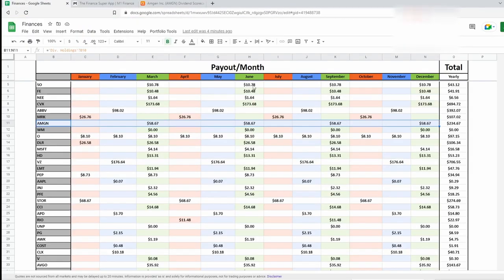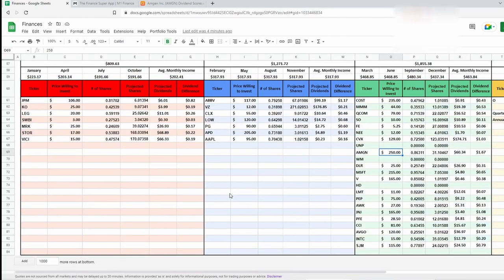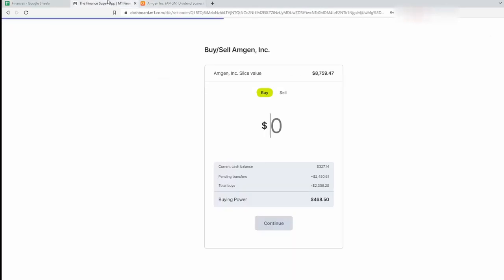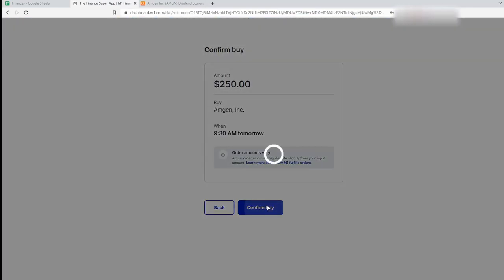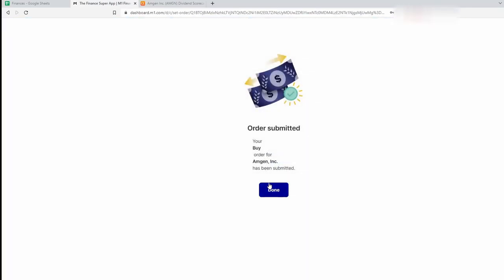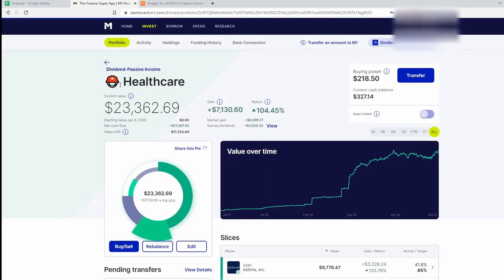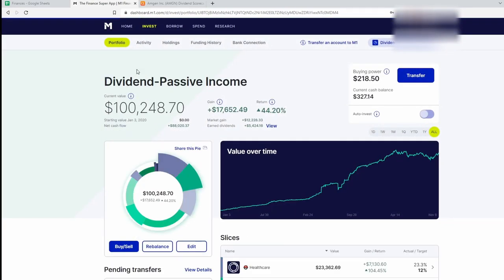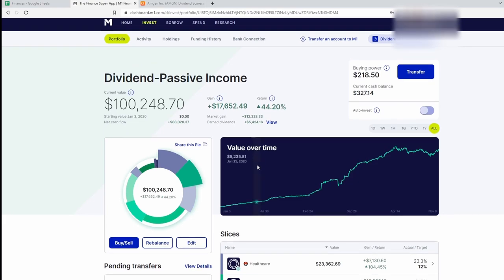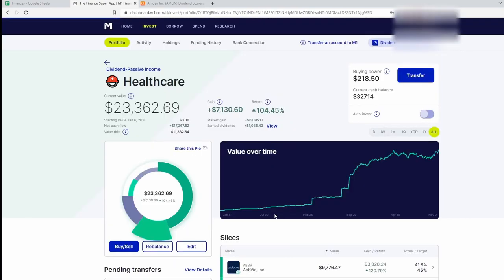So let's come over here. Let's buy. And let's come back to Div Holdings. And $250. Oh, this hurts so much. I really don't like buying Amgen at that price, but it is what it is. I'm not really doing this to get dividends out of it. I'm mainly just doing this to transfer everything over at a later point.